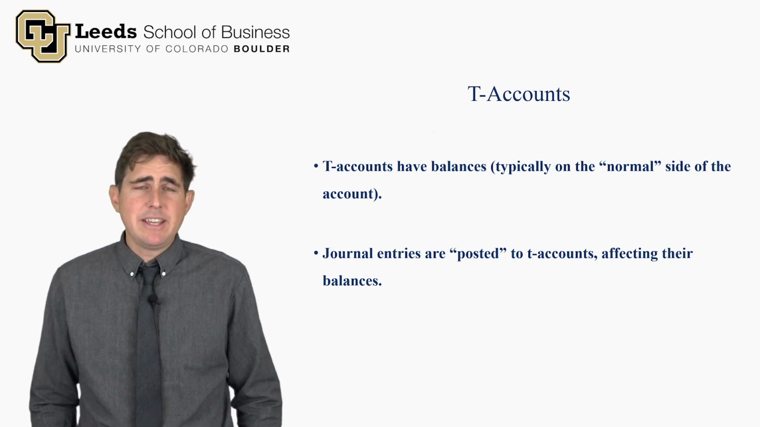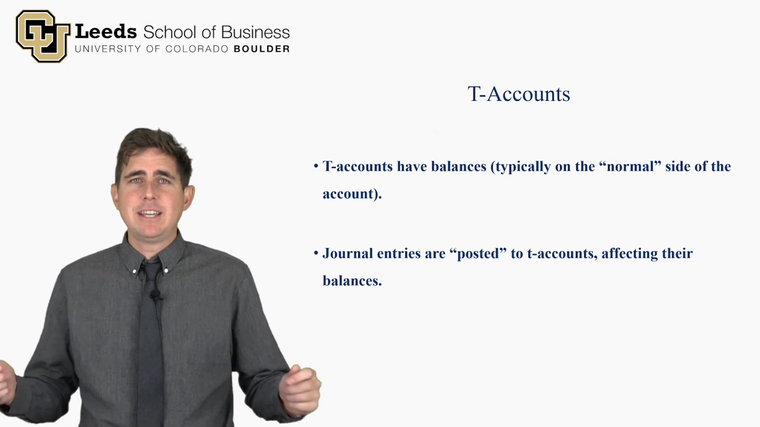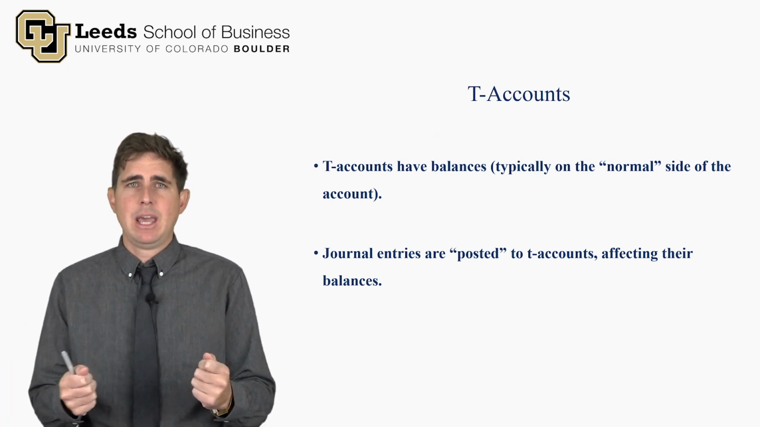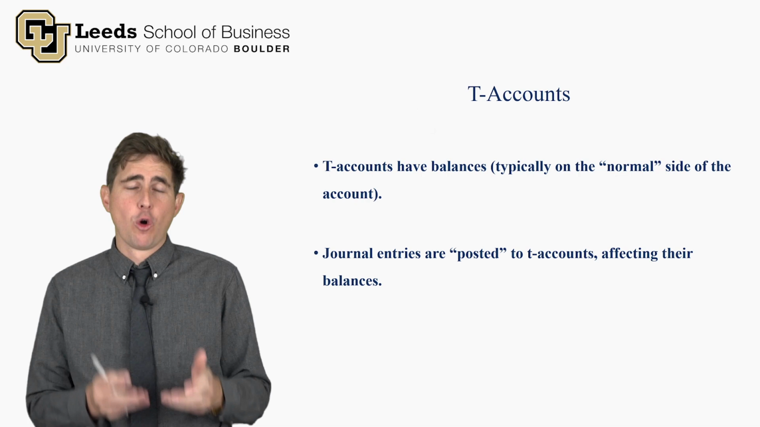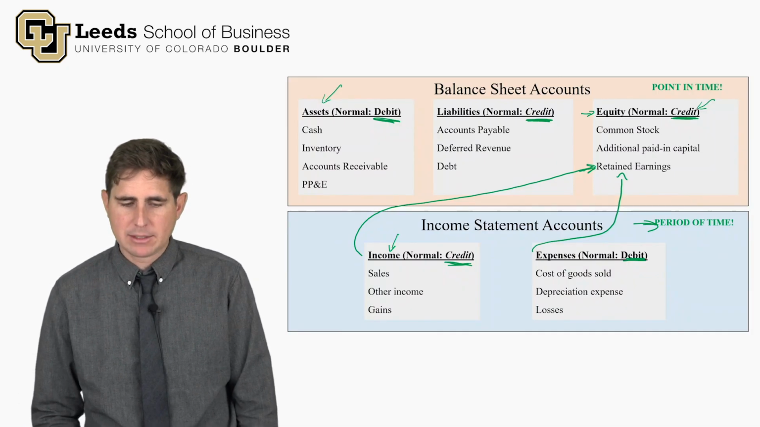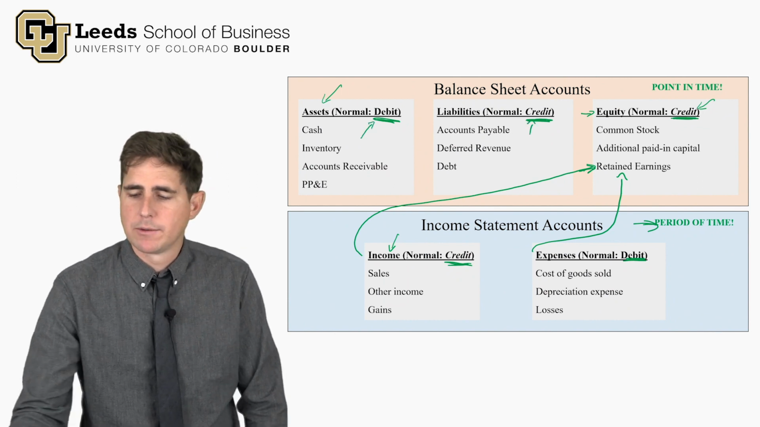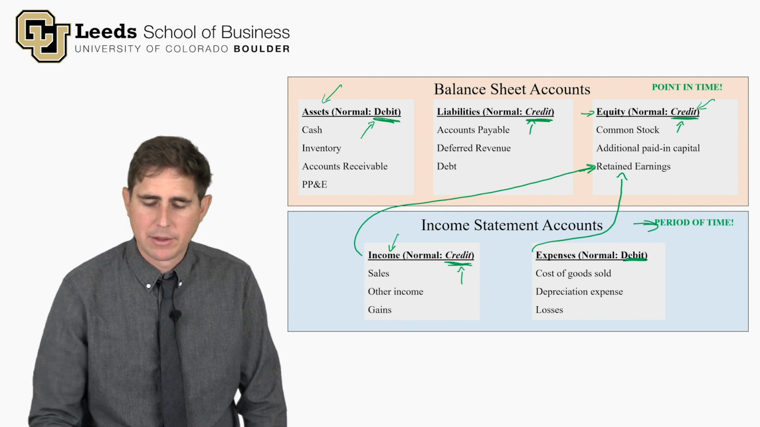Next, we'll talk about T accounts. T accounts is how we accumulate and track our journal entries. So T accounts have balances, and these balances are typically on the normal side of the account. And when I say normal, let's remember back to this sheet where I said what the normal balance for each of these categories was. Okay, so this would be the normal balance in the T account.